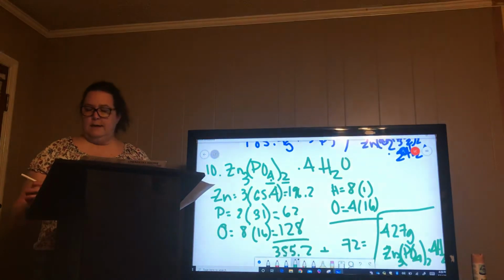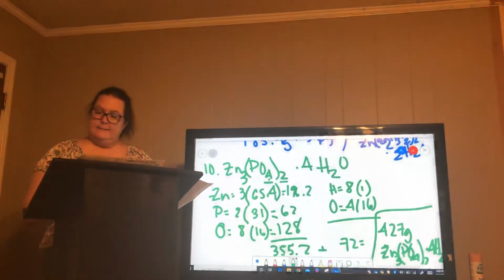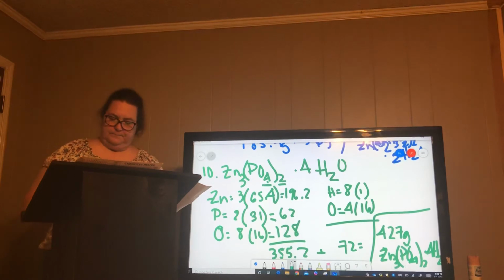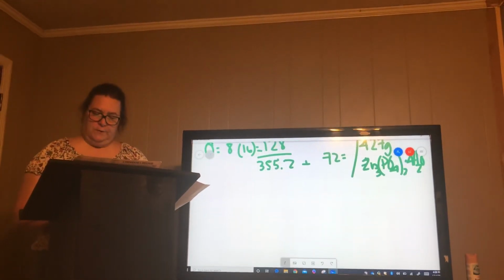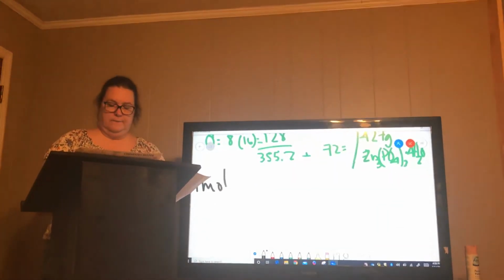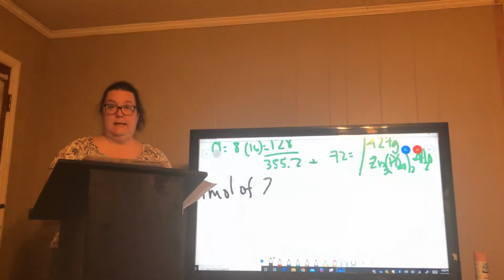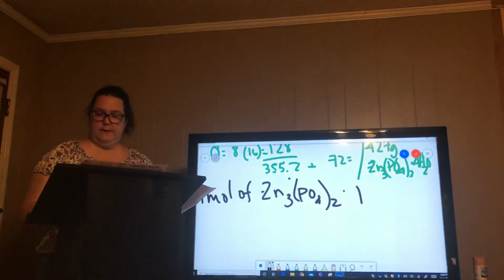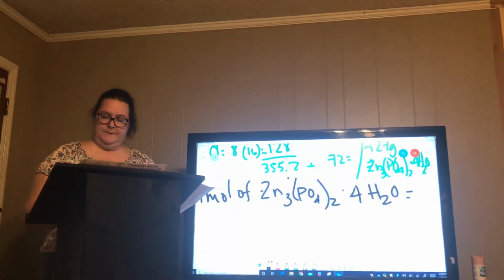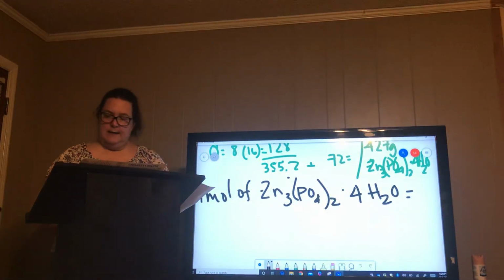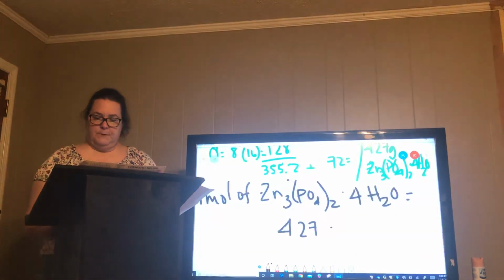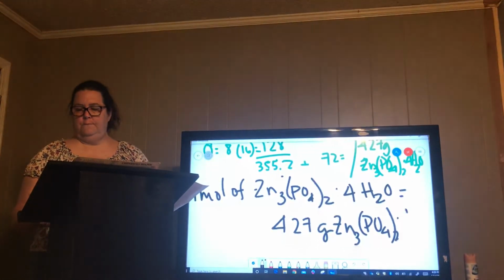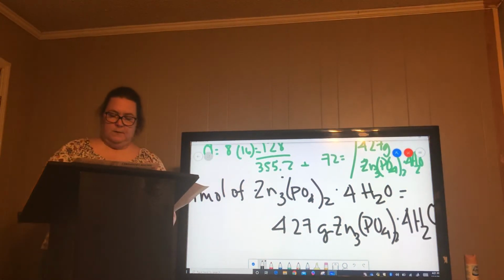Like on the other worksheet that you have, you first have to find this and then transfer it into moles. So if I ask you how much 1 mole of zinc 3 phosphate 2 tetrahydrate is, I go back up to what I just did in number 10, and it's 427.2 grams of Zn3(PO4)2 tetrahydrate. Okay, so 1 mole is that.